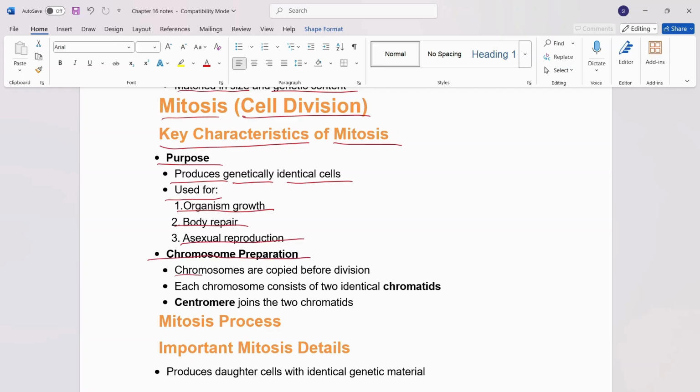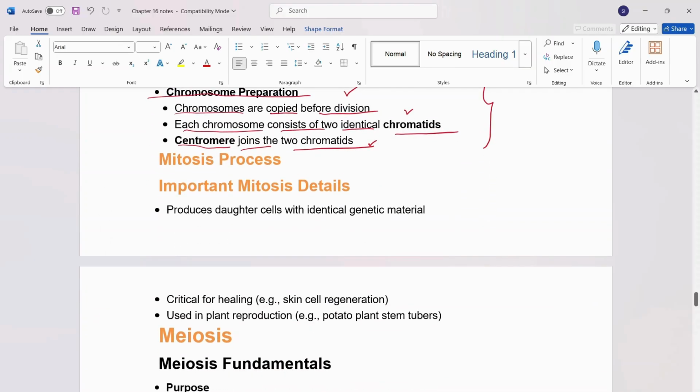Chromosome preparation. Chromosomes are copied before division. Each chromosome consists of 2 identical chromatids. The centromere joins the 2 chromatids. So this is how the chromosomes prepare themselves. First they are copied before division, then each one consists of 2 identical chromatids, then the centromere joins the 2 chromatids.